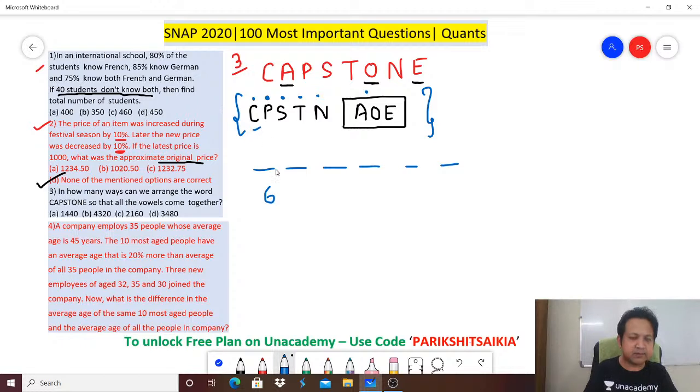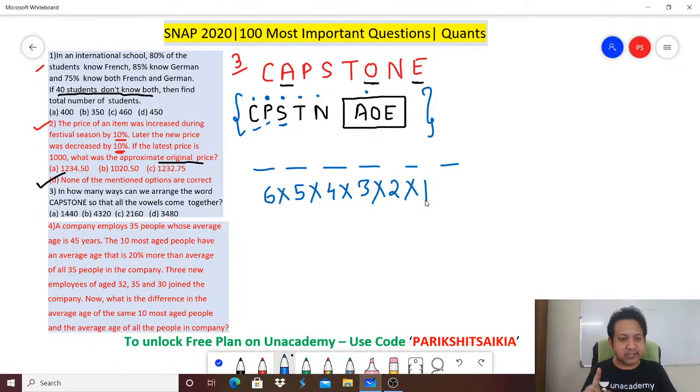Let's say C. Then what about P? P can go in any of the remaining 5 blanks. Similarly, S. Remember, you have already chosen 2 places. So S can go in any of the remaining 4 places. And then so on, 3, 2, 1. But you need to take care.